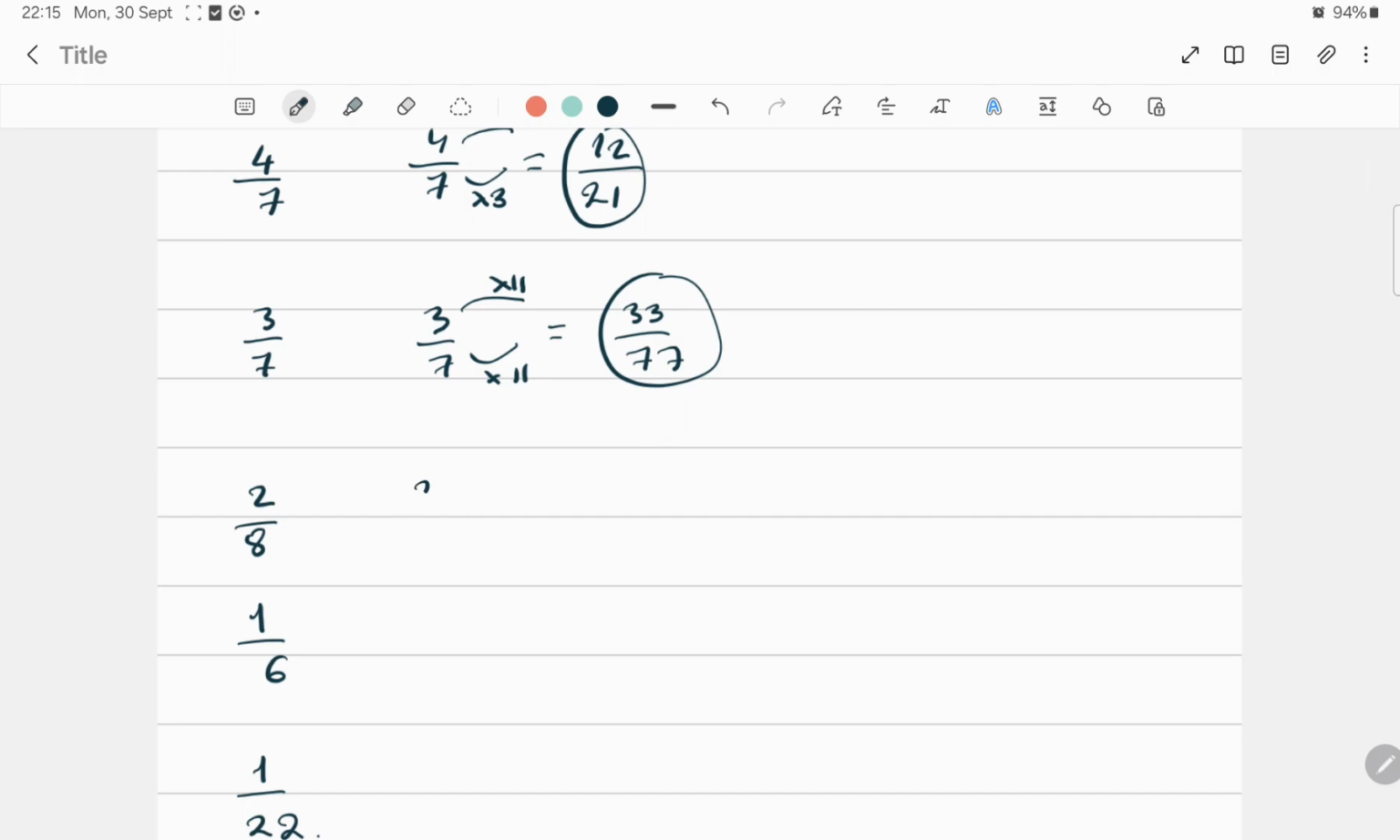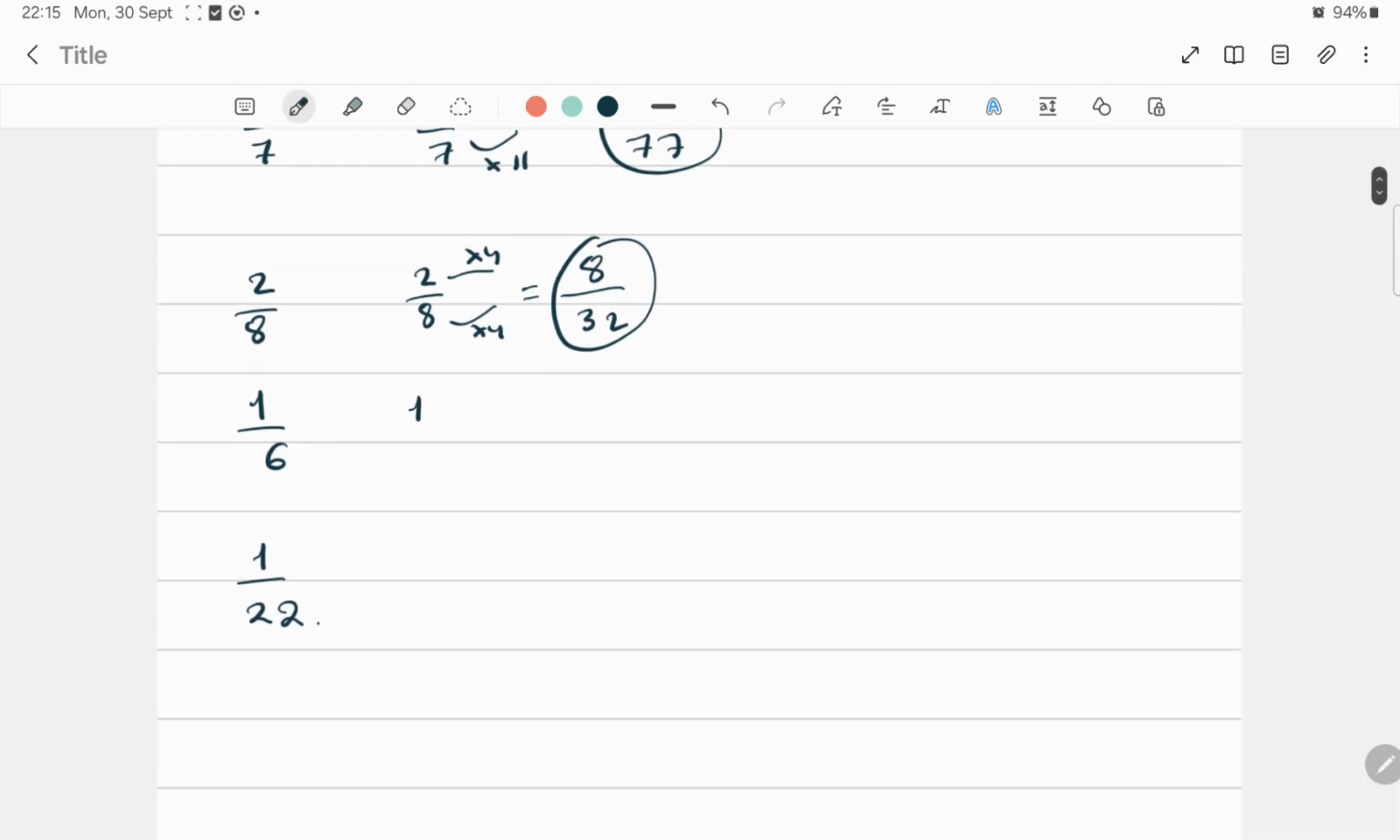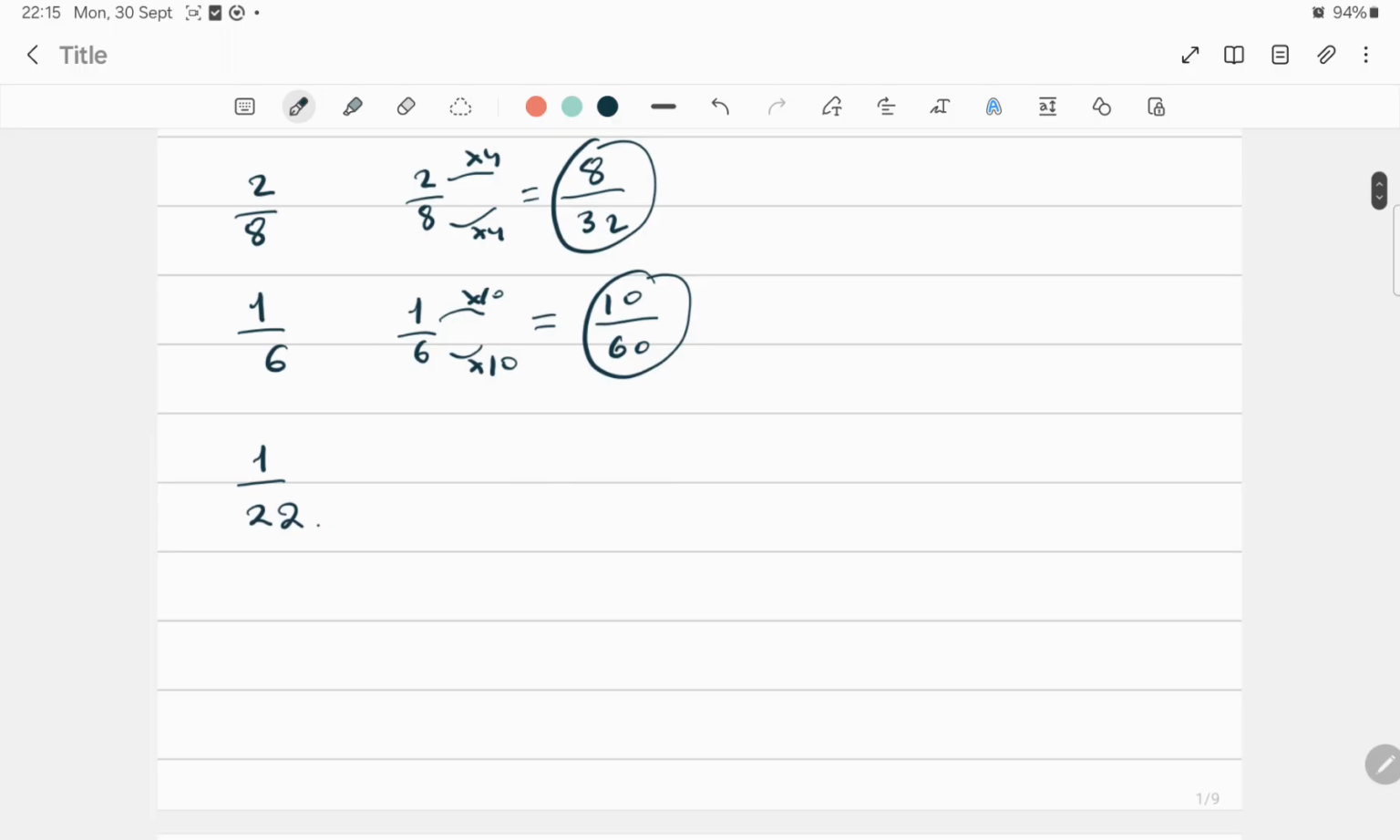Let's take 2/8 and multiply times 4. This is what? 2 times 4 is 8. 8/32. 1/6. Let's multiply times 10. 1 times 10 is 10. 6 times 10 is 60. 10/60 is another equivalent fraction. Let's go to the second one. We will multiply times 2. This is 2/44.